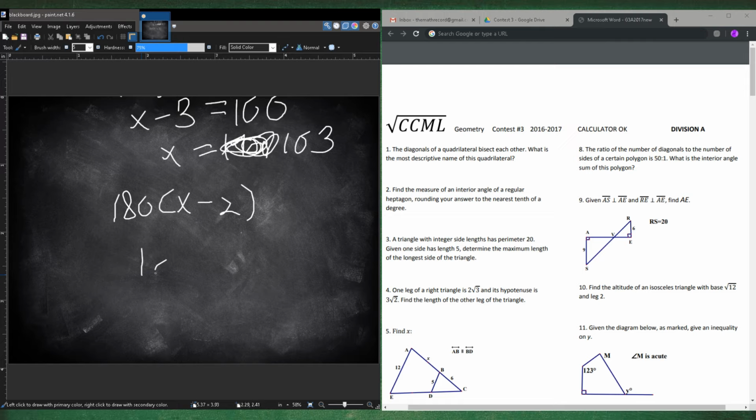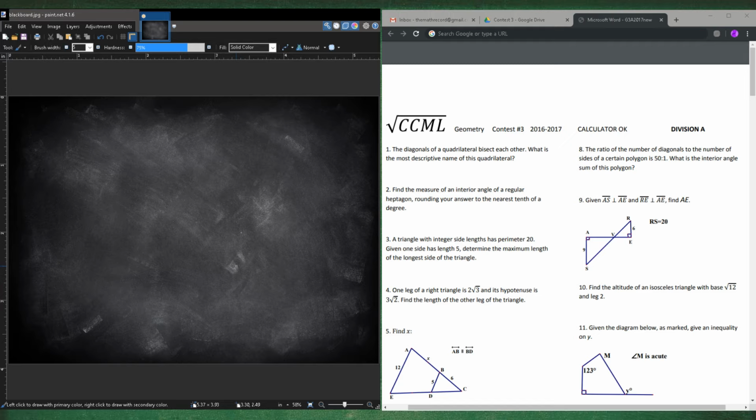You get 18,180 degrees as the sum. So that's your answer. Okay, number 9. Given that AS is perpendicular to AE, and RE is perpendicular to AE, find AE.